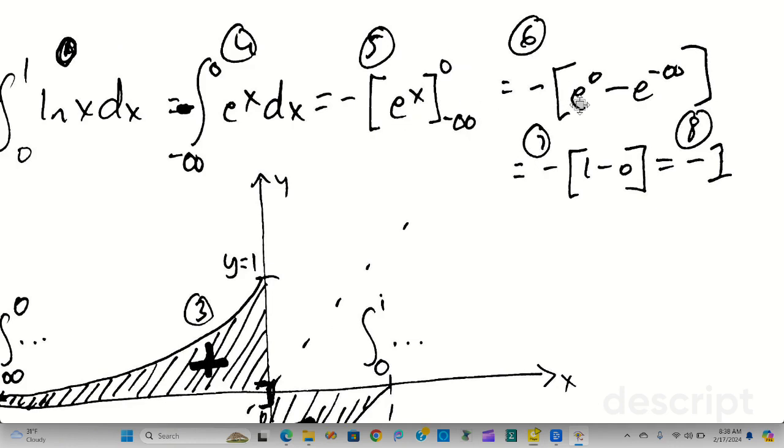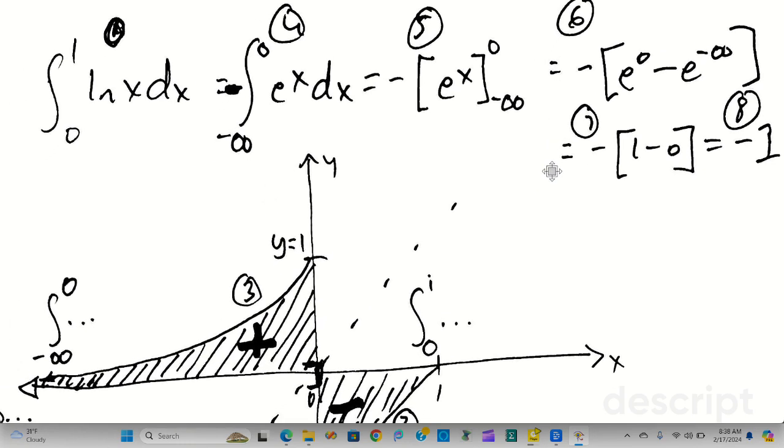So negative of e to the 0 minus e to negative infinity. So negative of 1 minus 0, e to the 0 is 1. E to negative infinity is 0 pretty much. And then you have negative 1 as the value. No parts required. It's a nice little trick.